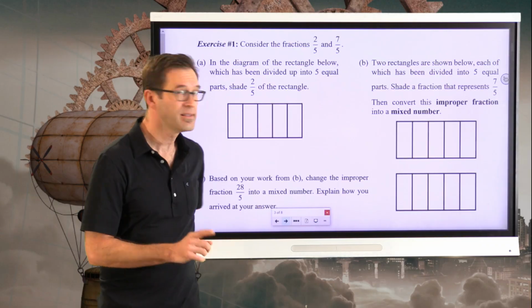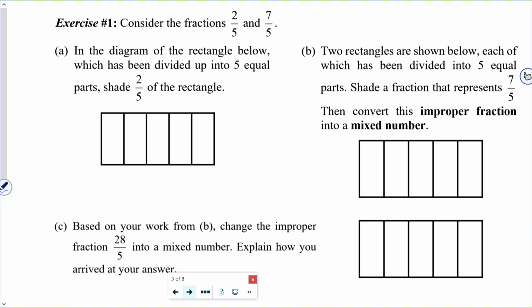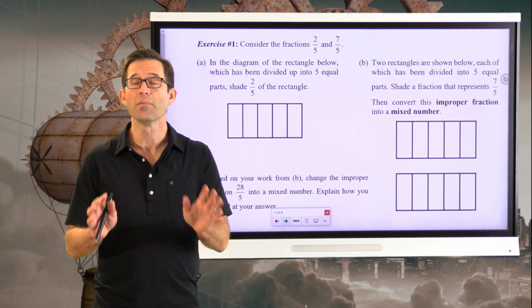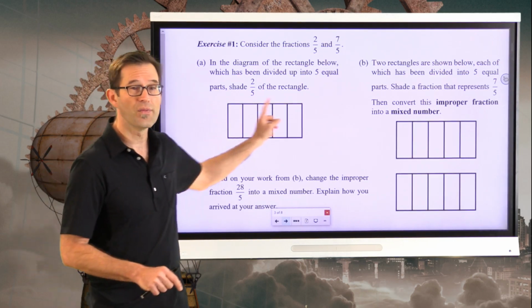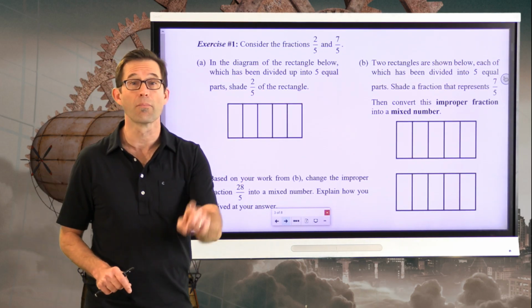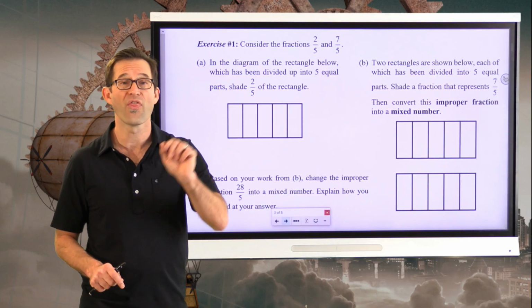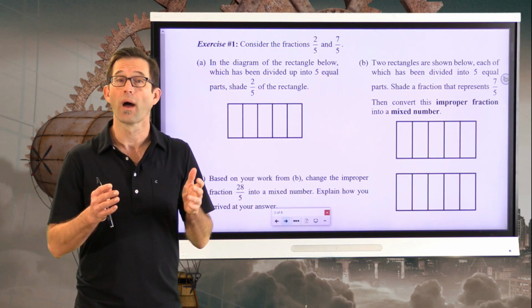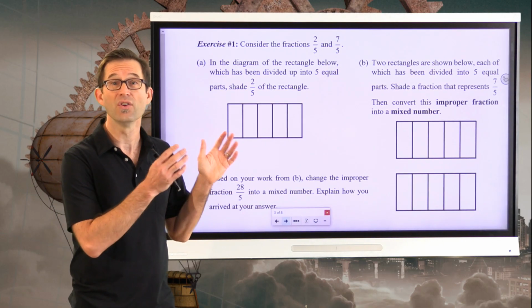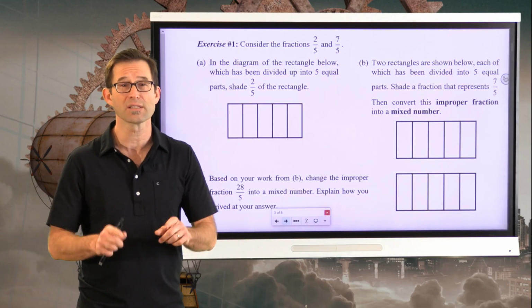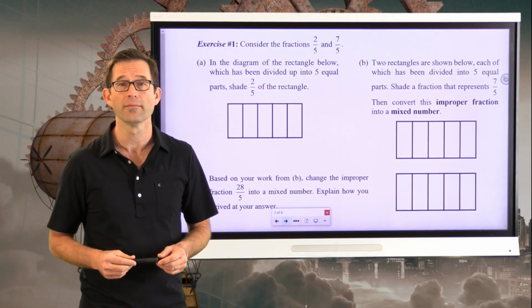All right, let's do Exercise 1. Consider the fractions 2/5 and 7/5. In letter A, it says in the diagram of the rectangle below, which has been divided up into 5 equal parts, shade 2/5 of the rectangle. Now again, I just want to be very clear. The idea here is that this entire rectangle represents the number 1. One thing, 1 rectangle. So what I want you to do now is shade in 2/5 of the rectangle. This should be very fast, but pause the video now and go ahead and do that.